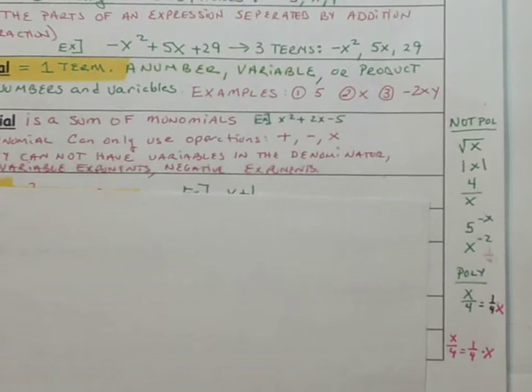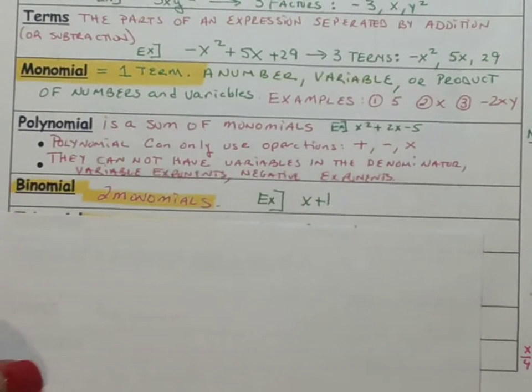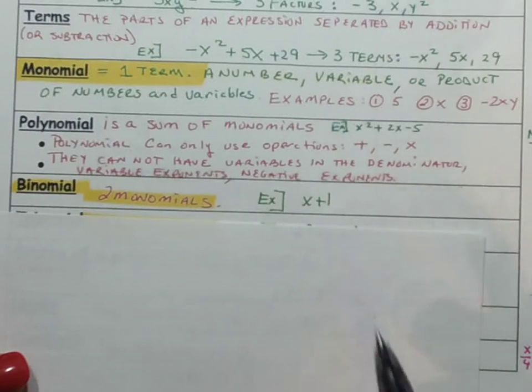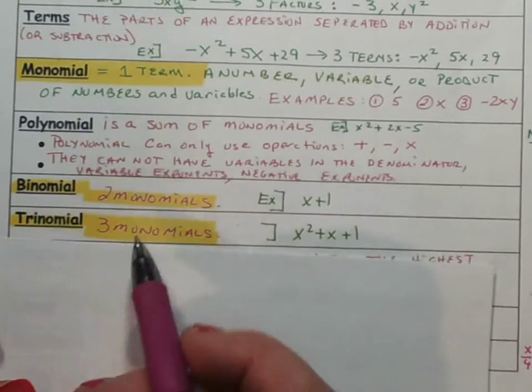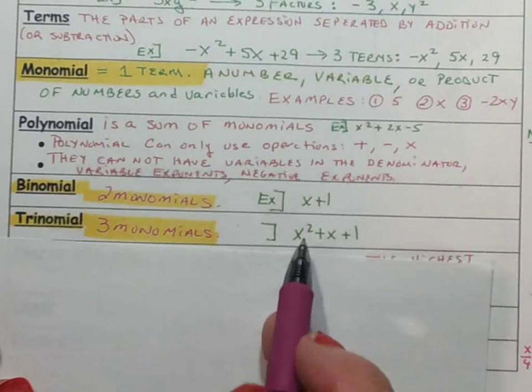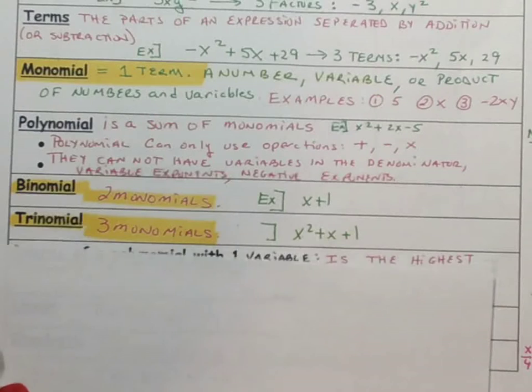Now we're going to go over, well, what happens if we have two terms? If we have two monomials, it's called a binomial. Two terms. A trinomial is three terms. So here we have three terms. So you need to know monomial, binomial, and trinomial. If it's more than three terms, you just need to know it's a polynomial with however many terms there are.